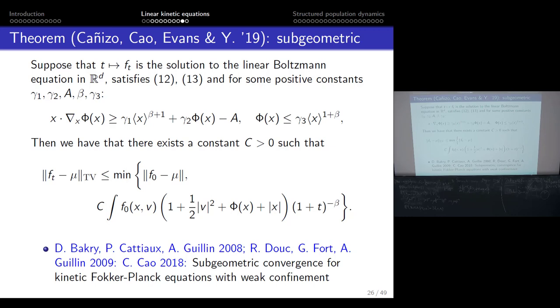We give some quantitative rates, right? Even though they are slower than exponential. But in the literature, there are not many quantitative results for this kind of case. There is this work of these people, but for the linear kinetic Fokker-Planck equation.